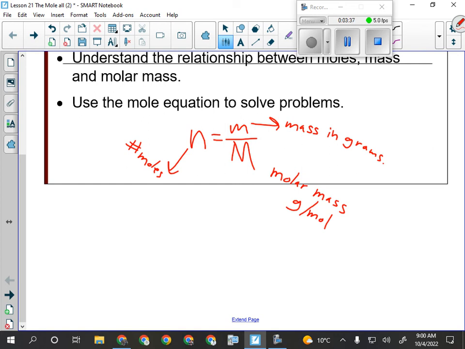Now, while that may sound like something new, it actually isn't. Okay, you've been using the molar mass of elements all along here. So if I have 1 mole of beryllium, it'll have a mass of 9.01 grams. Okay, if I have 1 mole of calcium, it'll have a mass of 40.08 grams. Okay, so the atomic mass is actually also the molar mass for each element. Okay. All right, questions so far?